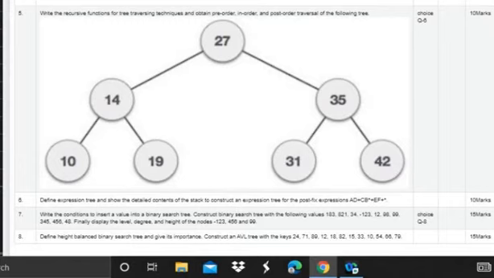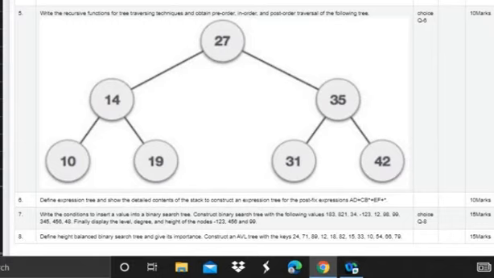Question number 6. Define expression tree and show the detailed contents of the stack to construct an expression tree for the postfix expression A D plus C B star plus E F minus and star.